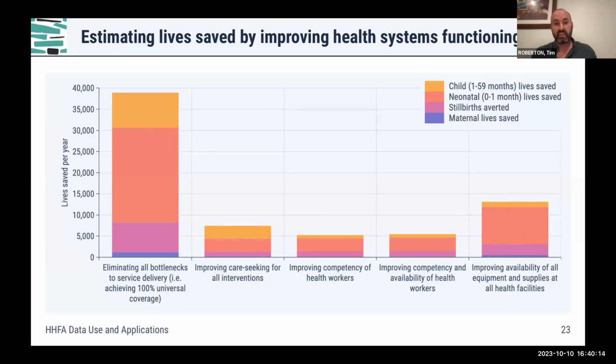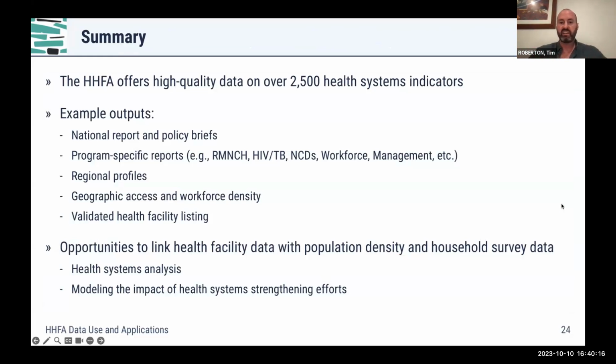So those are just some examples of the types of outputs that we're producing. In summary, I would say that the HHFA is great because it offers high quality data on over 2,500 health systems indicators at the moment. I've shown you some example outputs, the national reports, policy briefs, those snapshots from Ghana, program-specific reports. In Somalia, we're doing regional profiles, also modeling geographic access, workforce density, and validating the health facility listing in Somalia.